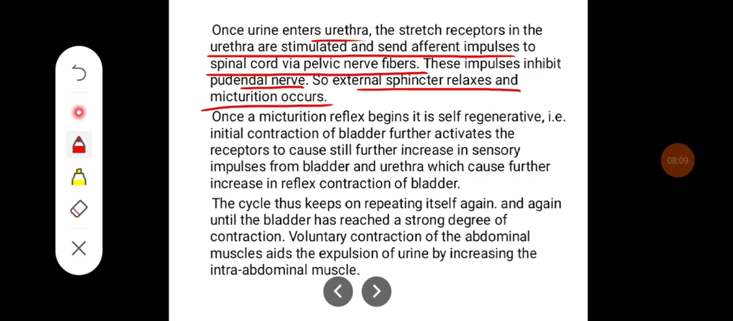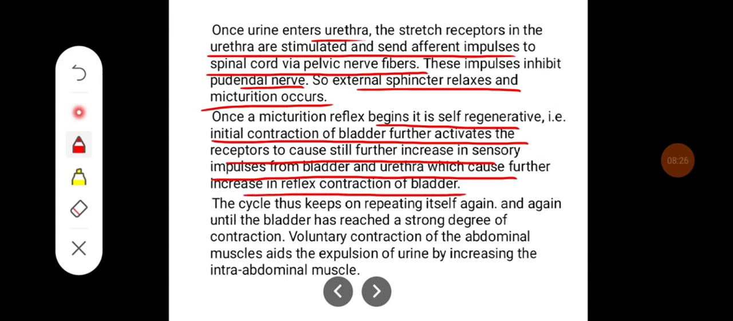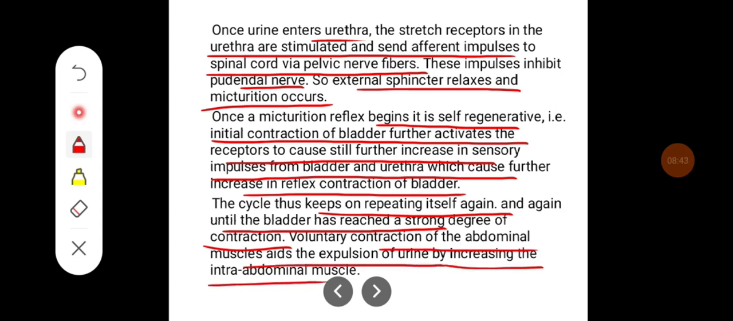Once the micturition reflex begins, it is self-regenerative, that is, the initial contraction of the bladder further activates the receptors to cause still further increase in sensory impulses from the bladder and urethra, which cause further increase in reflex contraction of the bladder. The cycle thus keeps on repeating itself again and again until the bladder has reached a strong degree of contraction. The voluntary contraction of abdominal muscles aids the expulsion of urine by increasing the intra-abdominal pressure.